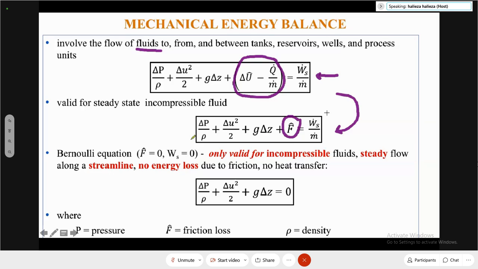So over here you have pressure drop, change of pressure. This is density. Rho is density. That is velocity change.